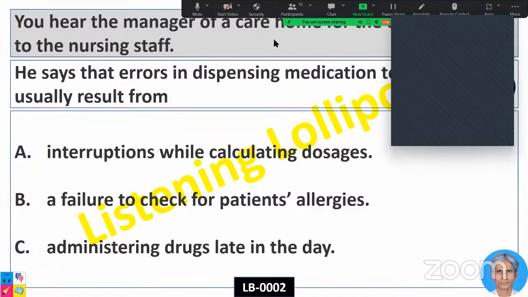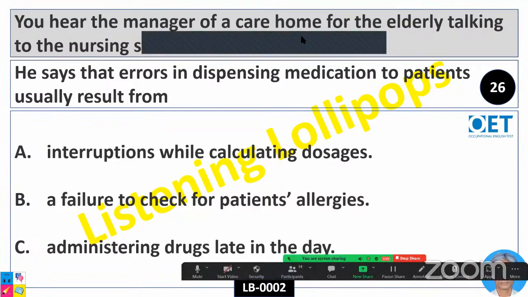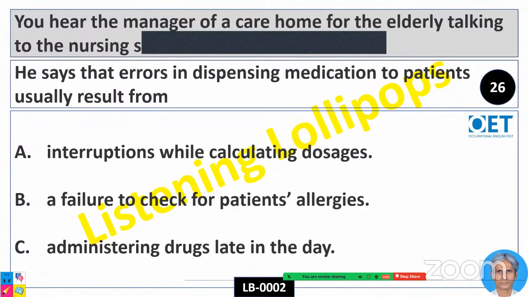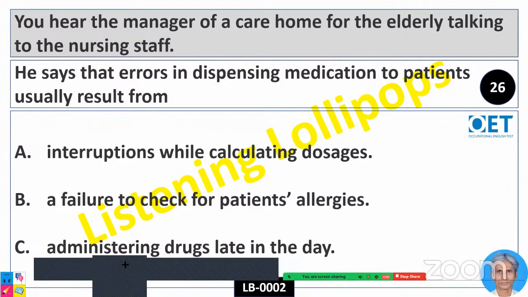Now this is listening. There will not be any paragraph. Audio listening. I'll play the audio. But before that, I'm going to explain. Let us see here. You hear the manager of a care home for the elderly talking to the nursing staff.